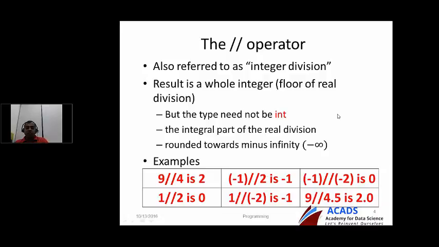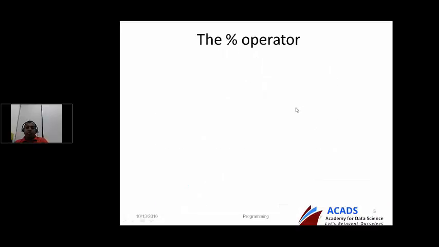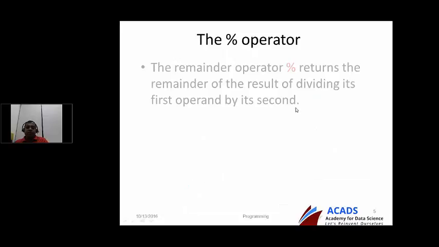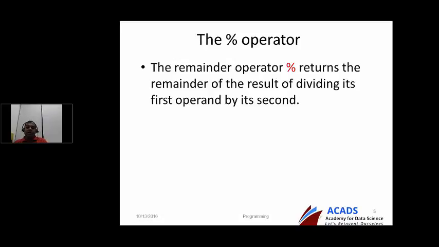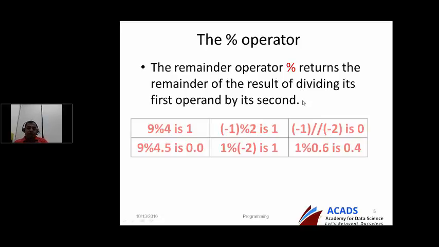Okay, so then we'll move on to the modulo or remainder operator. The remainder operator returns the remainder of the result of dividing its first operand by its second, or we should say integer dividing its first operand by the second. So 9 remainder 4 is 1, because 9 integer division 4 is 2, which leaves the remainder 1. So 4 times 2 is 8, and this leaves a remainder 1.